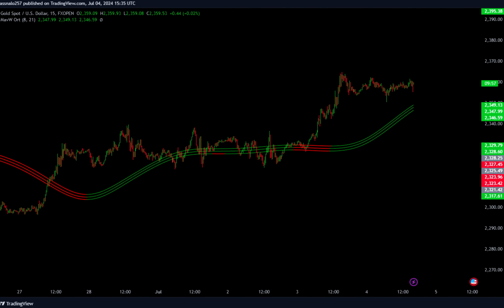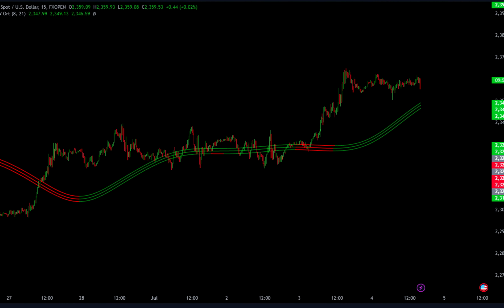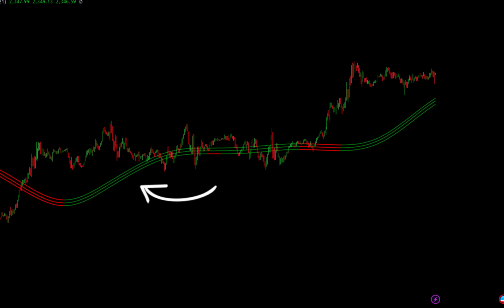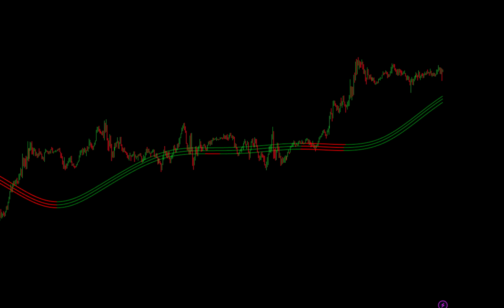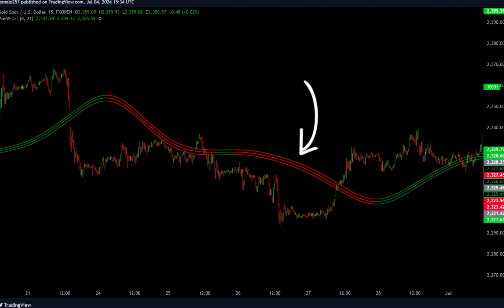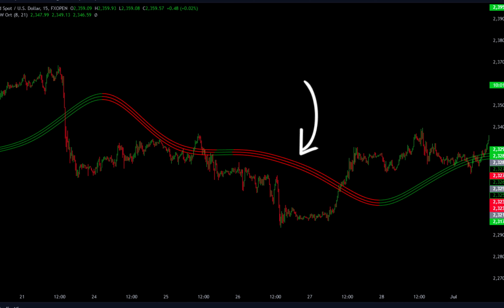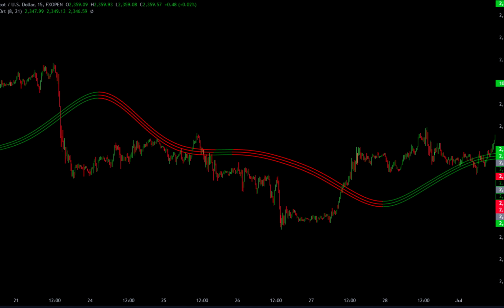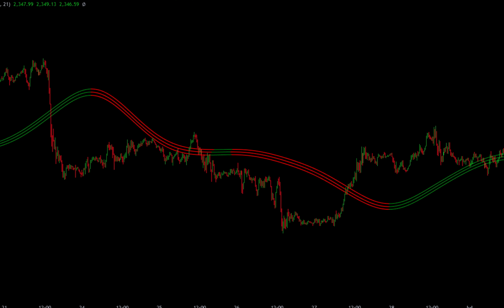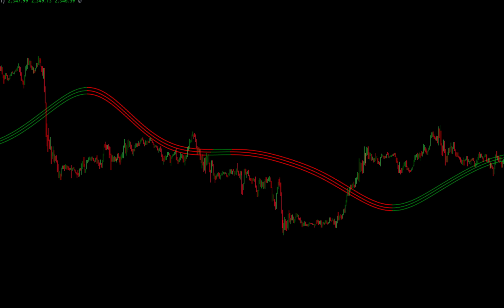This Mavim Oromar indicator will help you identify trends. If all 3 lines are green, it signals a bullish trend. Look for buy opportunities. If all 3 lines are red, it signals a bearish trend. Look for sell opportunities. If one of the lines is a different color, it indicates an unclear trend. Avoid trading in this situation.